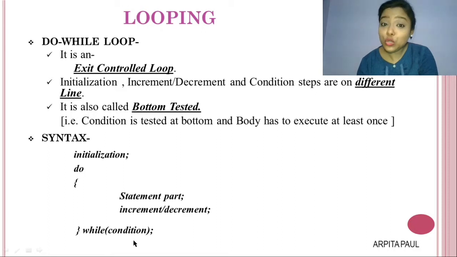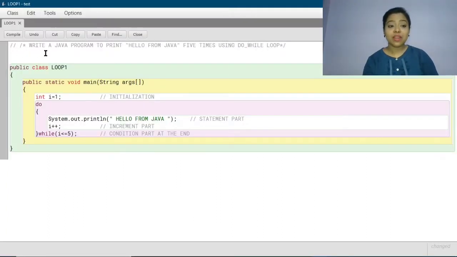So let me show you a simple example of how it actually works. You can see the Java program here to print hello from Java 5 times using do while loop. So basically we will print this statement hello from Java 5 times using do while loop. Let me show you how to write it. For that, first we are creating a class named loop1. You can provide any other name also. Then within the class we are writing our main method, public static void main, then within brackets String args.